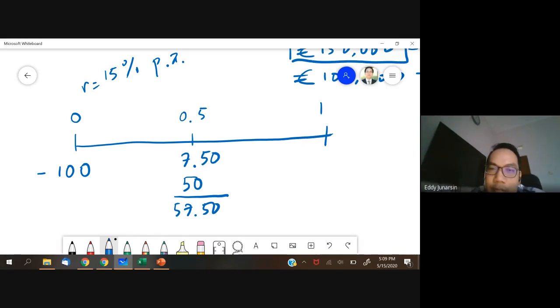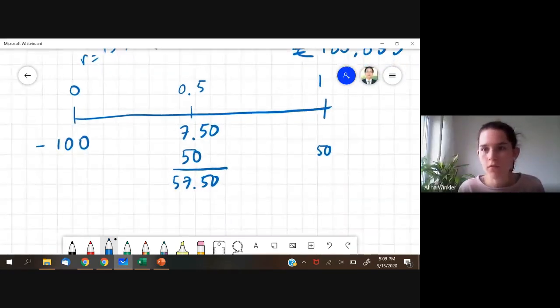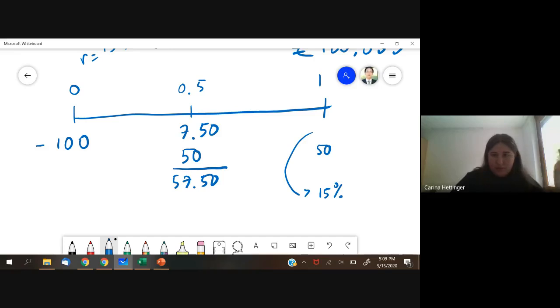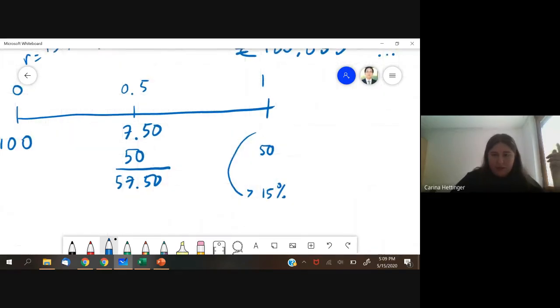What about the second 6 months? Again, you will get 50. This is the principal. What about the interest income? It's the same. Oh, no, sorry, it would be 3.75, because it's the second payment received for this year, and you have to do the denominator to the power of 2.